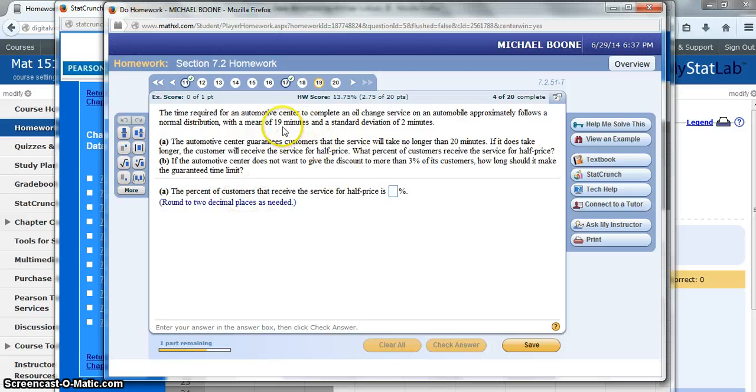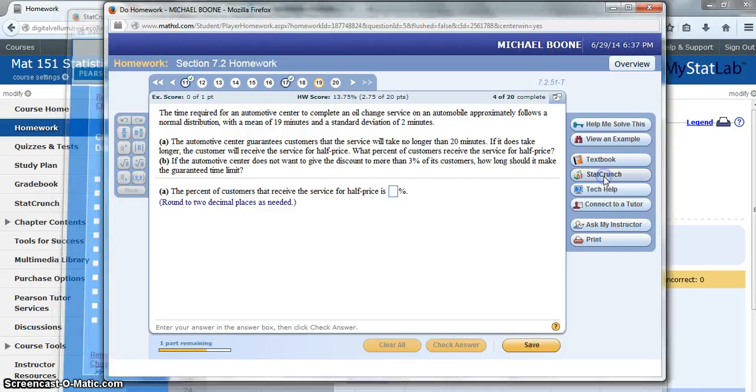So it says that it can do it in 19 minutes with a standard deviation of 2 minutes. The service guarantees that the service will take no longer than 20 minutes. If it does take longer, the customer receives the service for half price. What percent of customers receive the service for half price? So I want to find that percentage of the population. So I got 19 minutes and a standard deviation of 2.